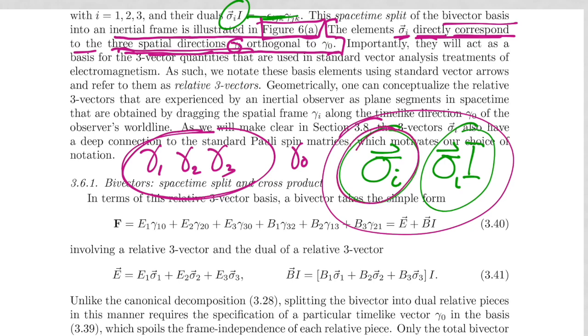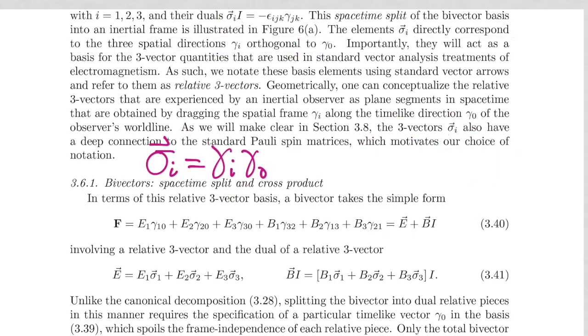So this is kind of strange. What could they possibly mean? Well, it's kind of obvious what they mean, right? Let me erase some stuff here. We know that sigma I equals gamma I gamma 0. So every gamma I on the right corresponds to exactly one sigma on the left. So that's the direct correspondence. Well, this is the definition, right?